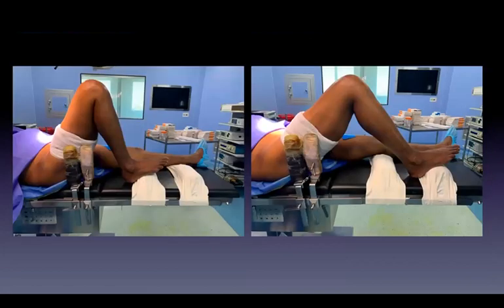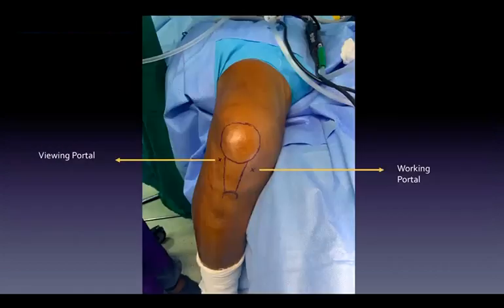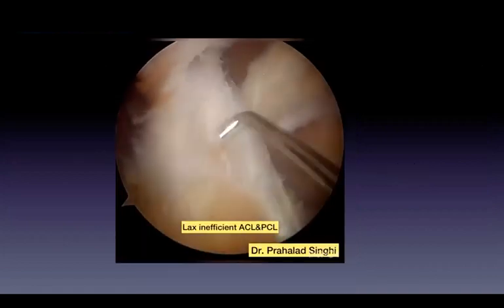This is the position I prefer to do ACL and PCL reconstruction, the supine TKR position here. These are our standard portals, viewing and working portals. Apart from this, we have several other portals to take.